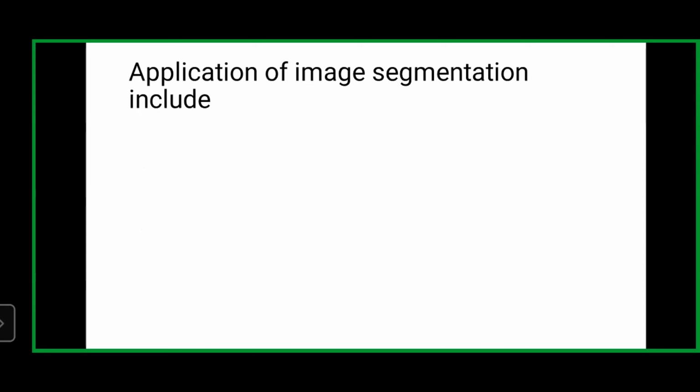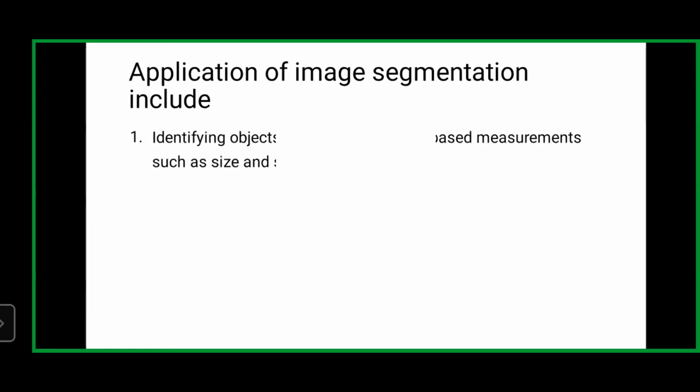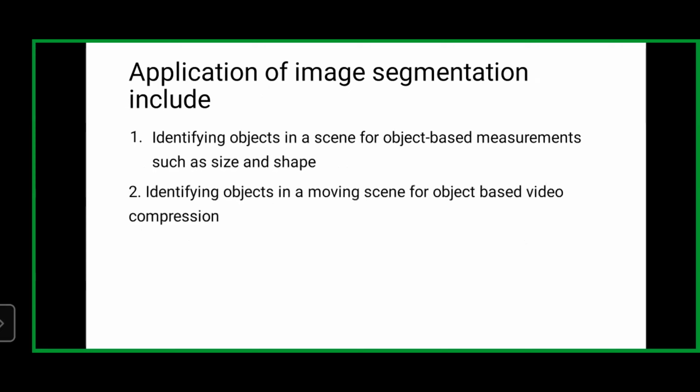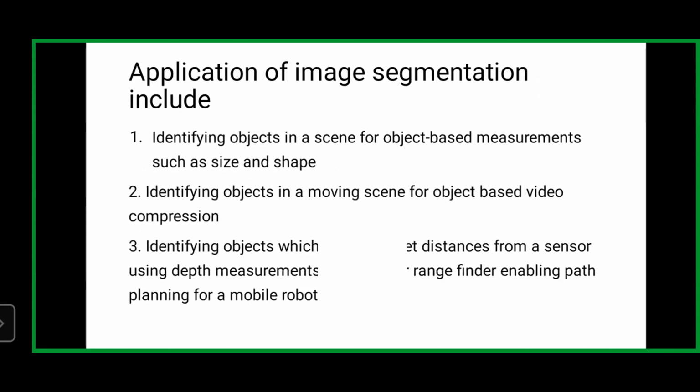There are many applications of image segmentation, which include identifying objects in a scene for object-based measures such as size and shape, identifying objects in a moving scene for object-based video compression, and identifying objects which are at different distances from a sensor by using depth measurement from a large range finder, enabling path planning for a mobile robot.